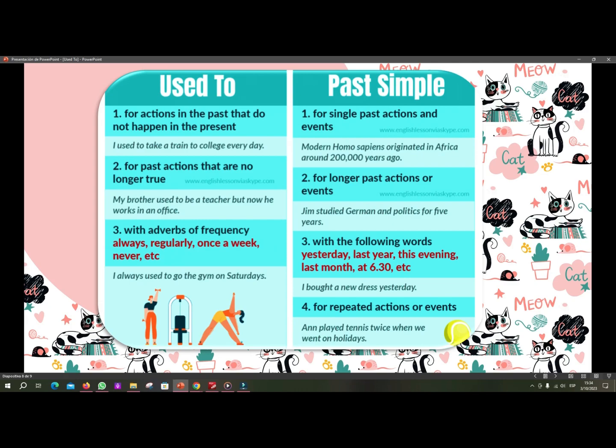For repeated actions or events, you can also use the simple past. So Anna played tennis twice when we went on holidays. So in that case, also you can use just the simple past.